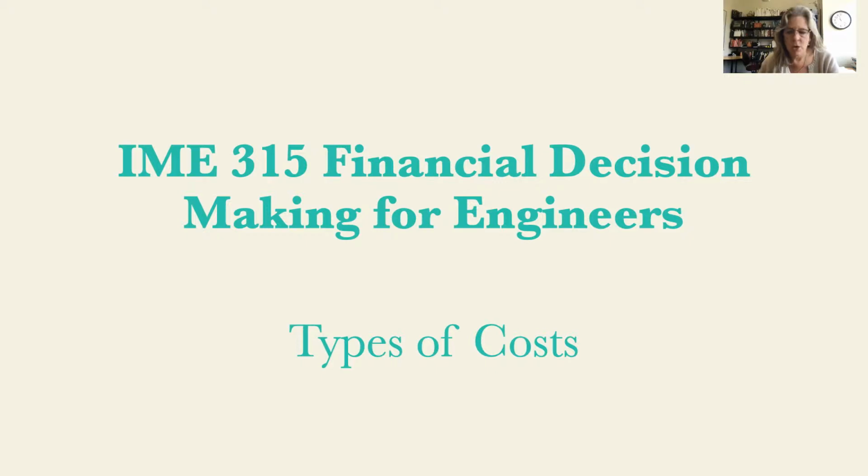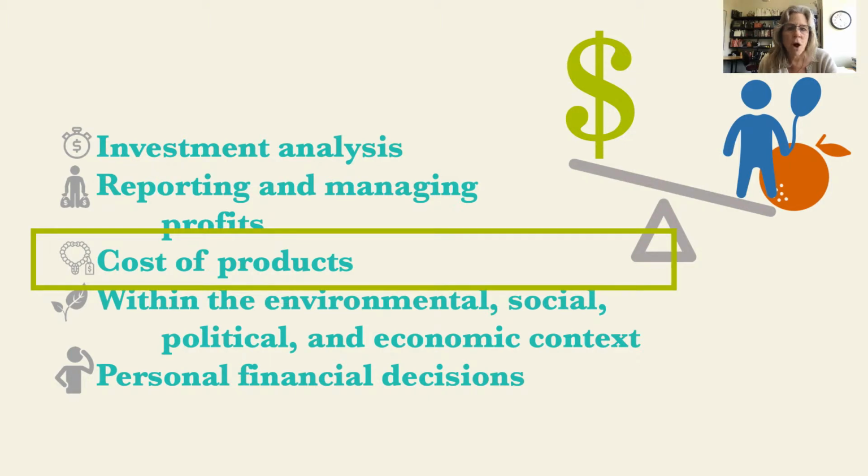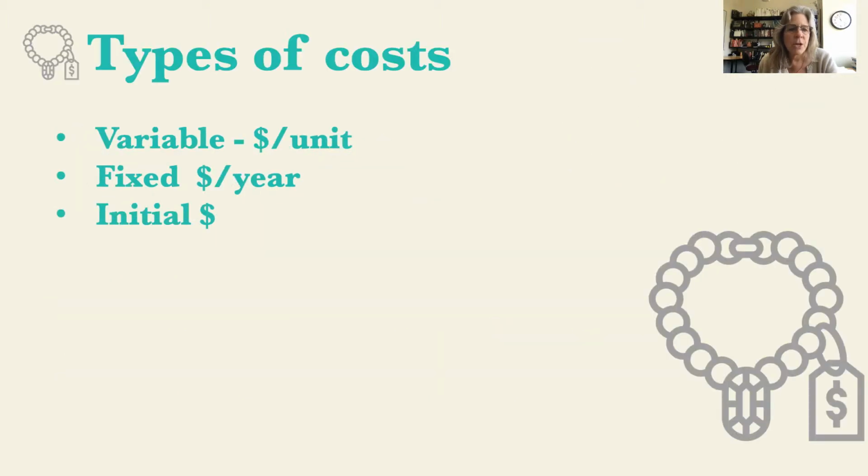This particular video is about the various types of costs that we are considering when we're making financial decisions. Looking at an overview of the class, there are 5 areas that we're going to be talking about. This particular subject falls in the area of costs of products. There are 3 categories of costs that we consider.